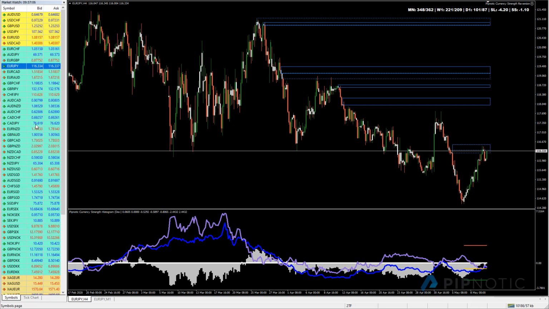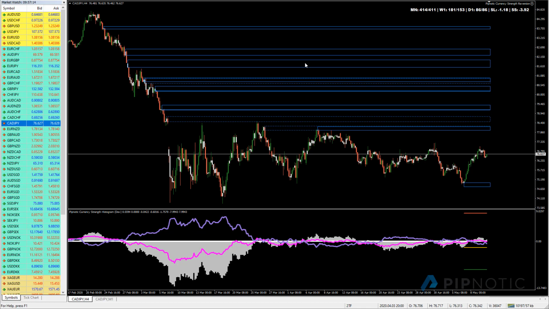Right, let's have a look at the Canadian dollar, Japanese yen. Okay, this is interesting because we formed this base. Price is moving lower, we had the currency strength histogram moving higher, we had lows kind of coming from around here.